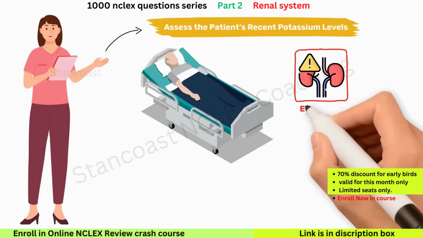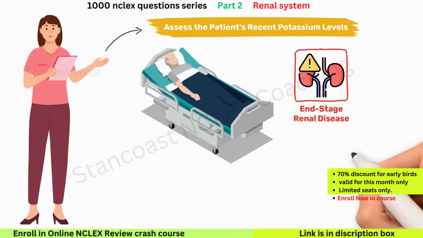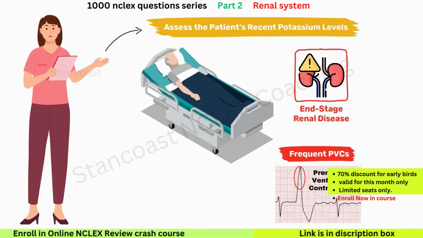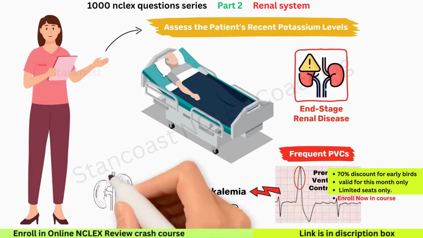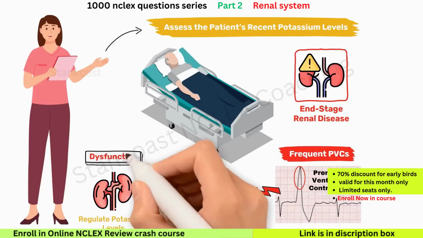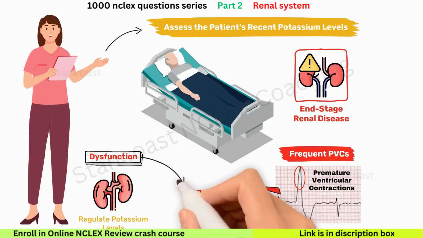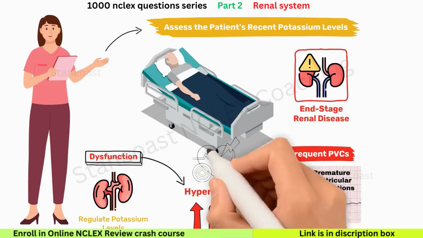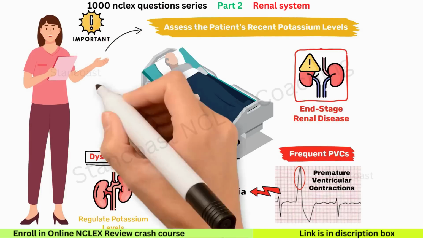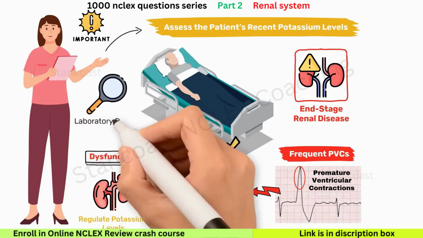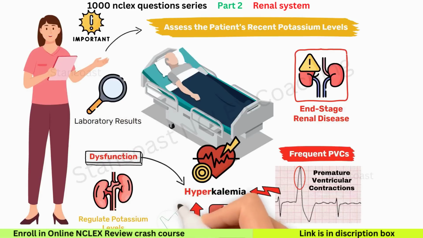In individuals with end-stage renal disease, ESRD, frequent PVCs often signal hyperkalemia or elevated potassium levels. As the kidneys regulate potassium levels, dysfunction in ESRD can result in hyperkalemia, potentially leading to serious cardiac rhythm disturbances. Thus, it's crucial to examine the most recent laboratory results for the patient's potassium level to confirm or rule out hyperkalemia as the cause of the PVCs.